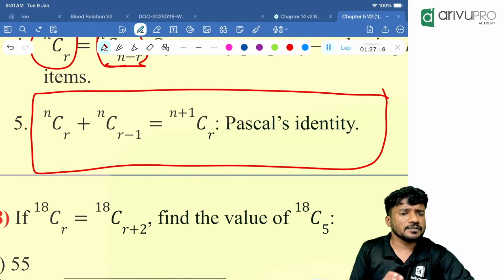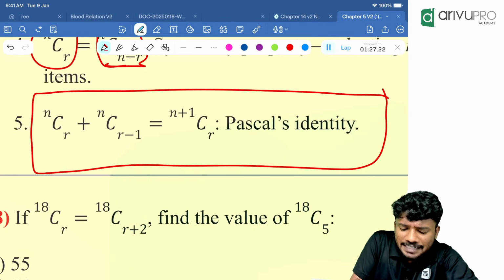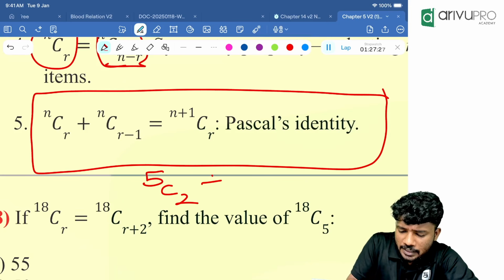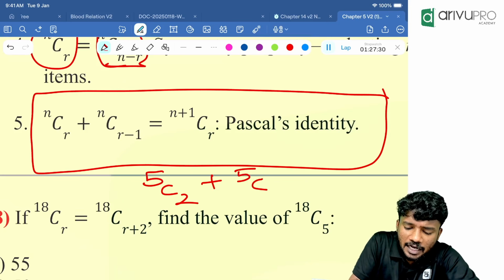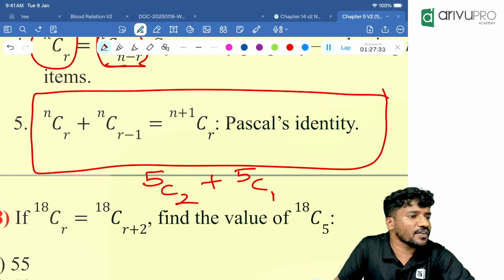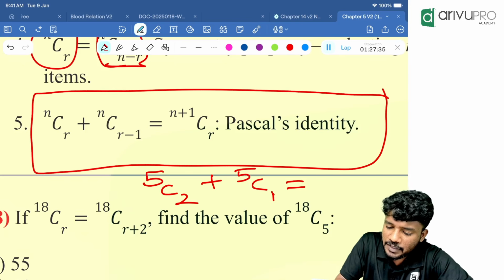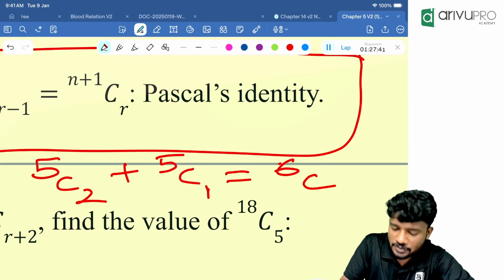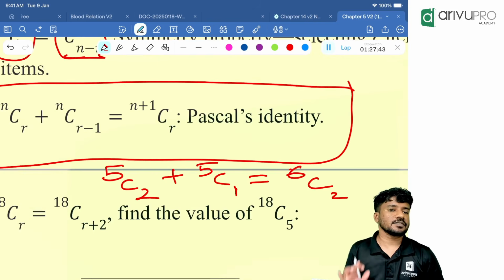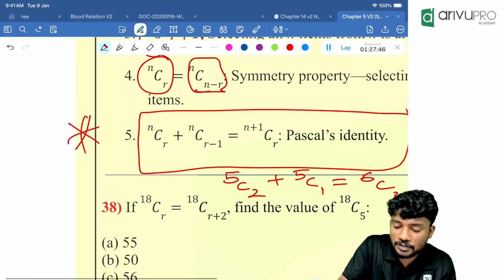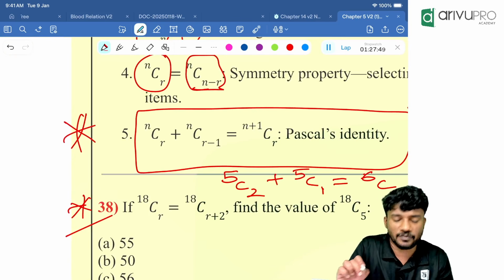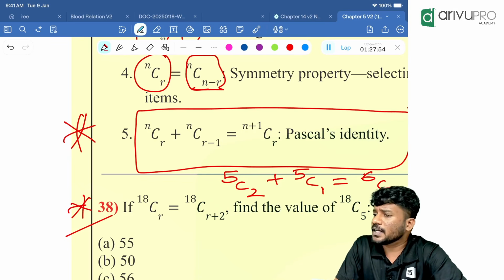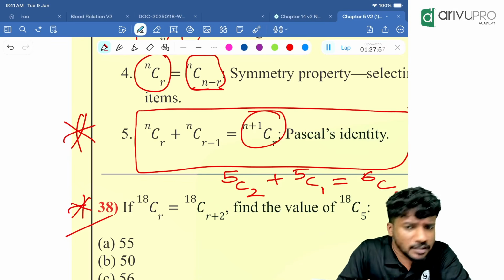Now, that is a very simple identity. For example, I will write 5C2 plus 5C(r minus 1), meaning 2 minus 1, that is 5C1, is equal to n plus 1. Instead of n, who is sitting here? 5. So, 6C2 will be the answer. So there is an identity based on that. Make a note of it. There was a question based on this in the previous year. I'll show you that question also. nCr plus nC(r minus 1) can be written as (n plus 1)Cr.